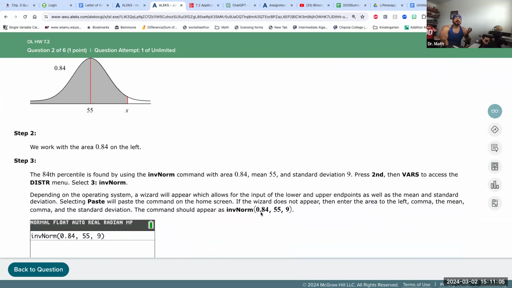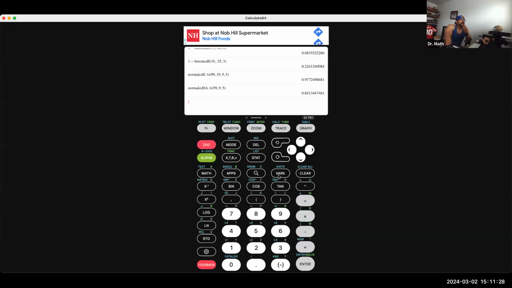A lot of you have the fancy calculators where you use inverse norm, and it's going to ask what's shaded, the left, the right, or the center. In some of your calculators, it's just going to be something basic like this. So the first thing we're going to enter is the area, the mean, and the standard deviation. So let's go to our calculator, and we're going to do second vars. We go to inverse norm, because we're looking for the X value now. So we do 0.84. Our mean was, darn it, I forgot, 55.